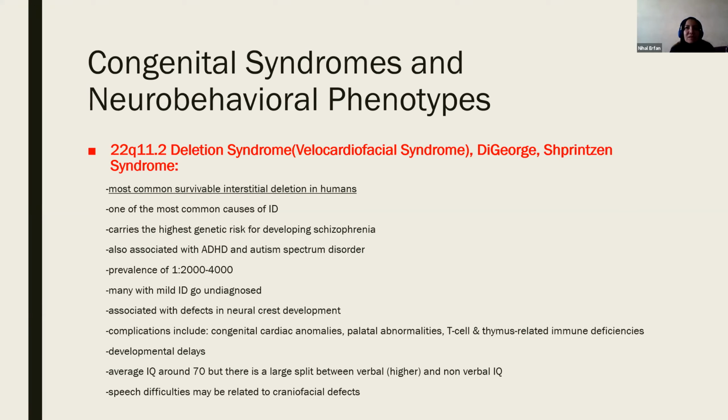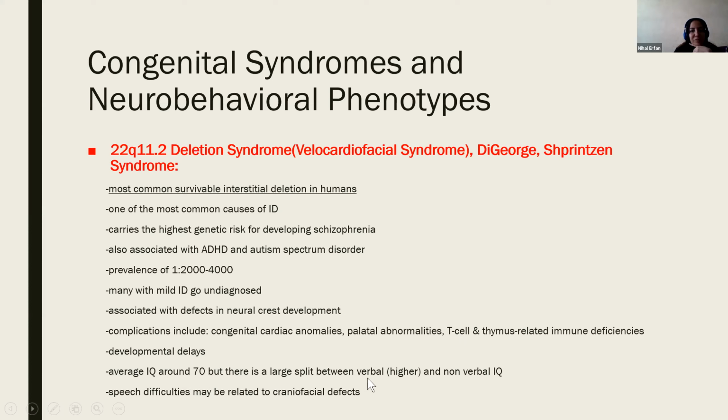I'm just saying that these kids with just upper mild intellectual disability can pass undiagnosed, okay? With DiGeorge, they have defects in the neural crest development. And so they have complications like cardiac anomalies, palatal anomalies, some kind of immune deficiencies, developmental delays. Average IQ around 70. So 70, again, you're talking about like right in between mild and borderline.